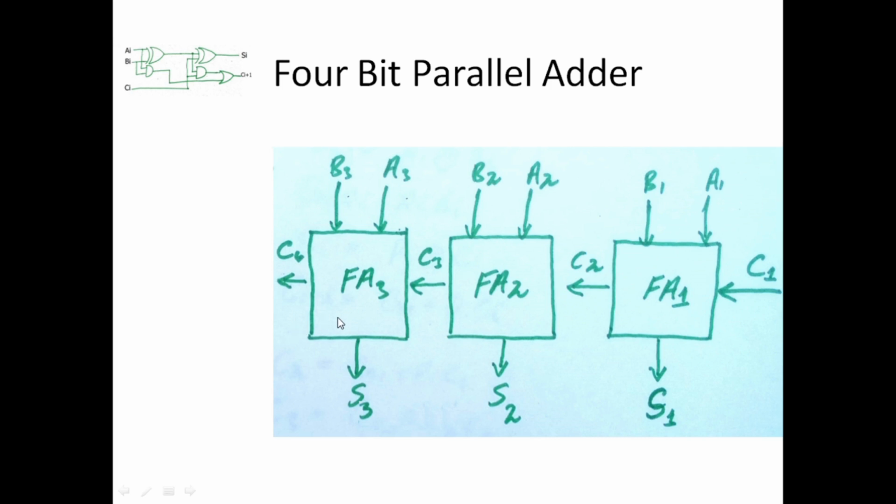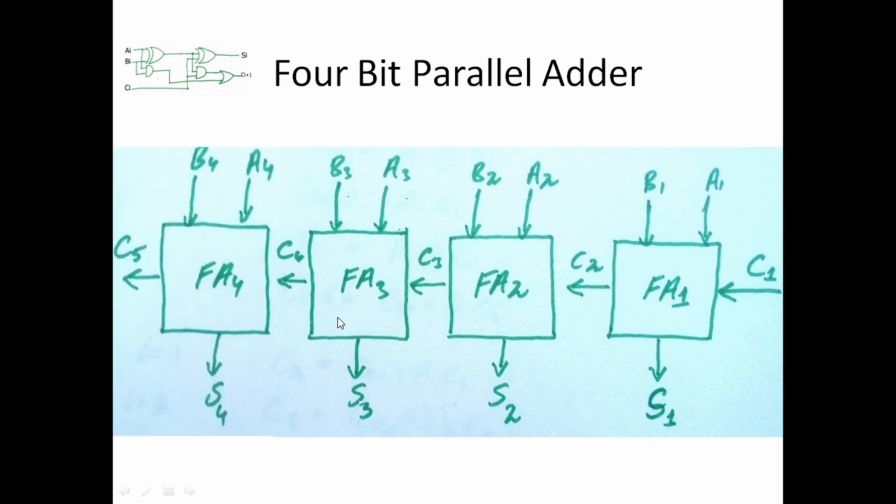And for the fourth pair of 2 bits, we would add another full adder, which is referred to as full adder 4. It adds the 2 bits a4 and b4, and an input carry taken from the previous bit position, c4, and produces a sum bit s4 and an output carry c5. So this is a 4-bit binary parallel adder.